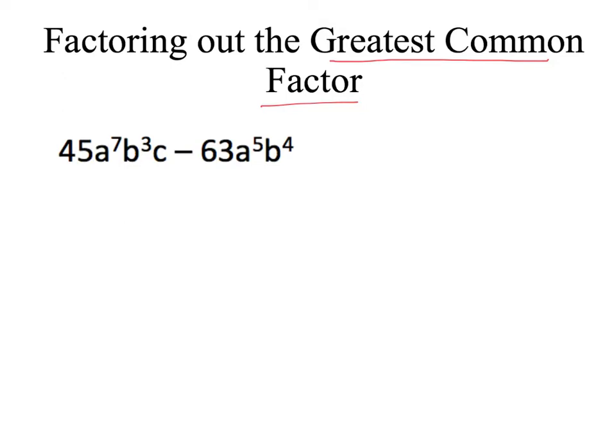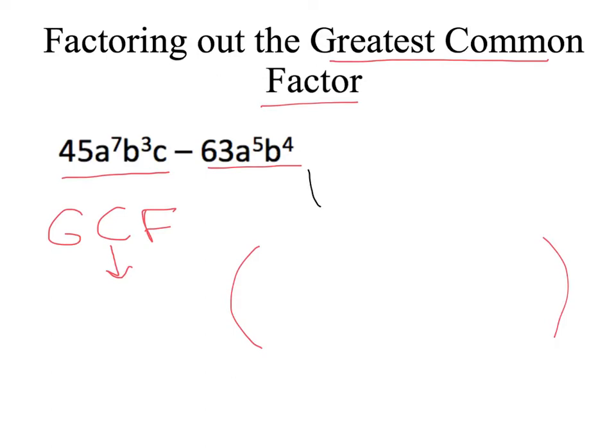So if we look at these two terms, 45a^7b^3c minus 63a^5b^4. These are not like terms, so what we want to do to simplify is to remove the greatest common factor. We're going to leave our greatest common factor outside, and then within the brackets we are going to leave what's left after we divide by the GCF.